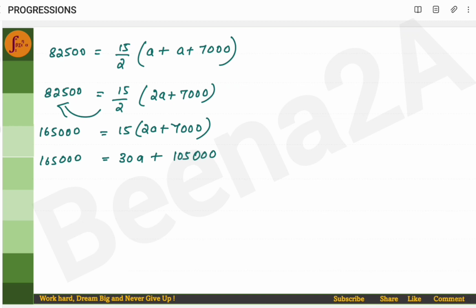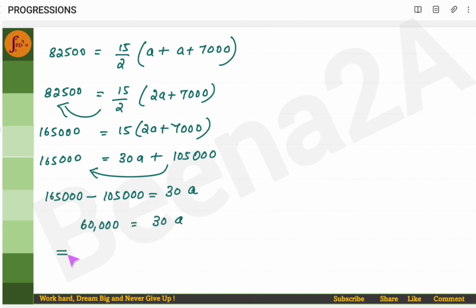Right? Now let me shift this one here. So I'll get 165,000 minus 105,000 is equal to 30A. Now this is going to be 60,000 is equal to 30A, which means, let me shift 30 this side. So it will become 60,000 by 30 is equal to A. So it will be 2,000. A is equal to 2,000 rupees.